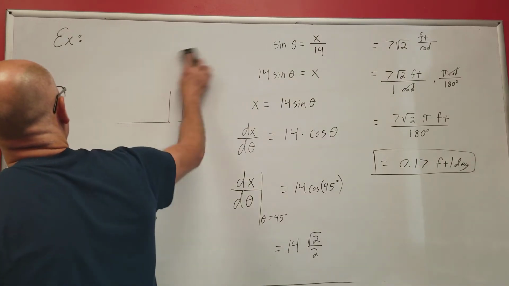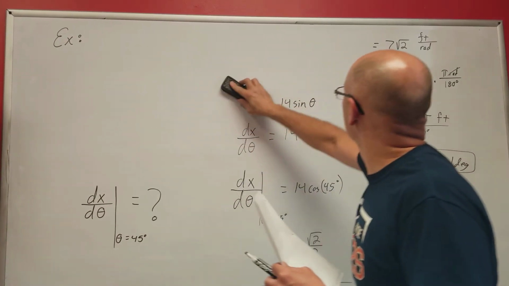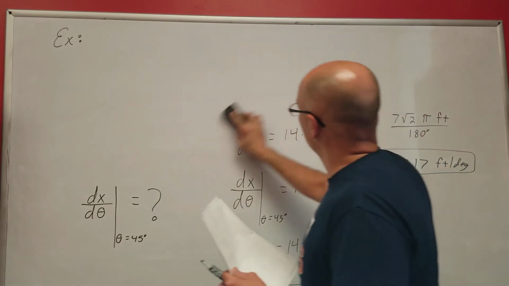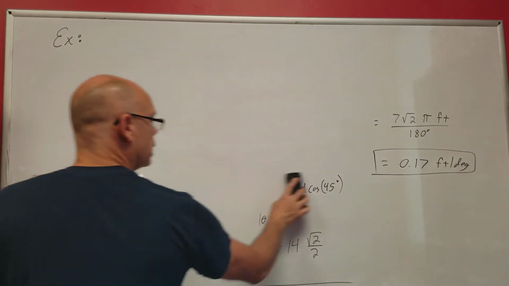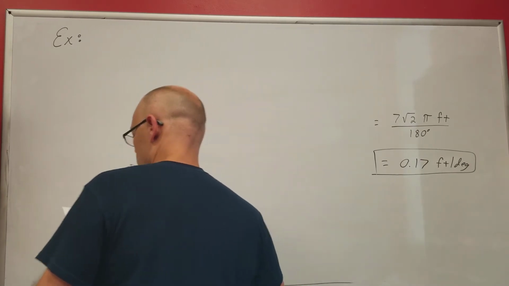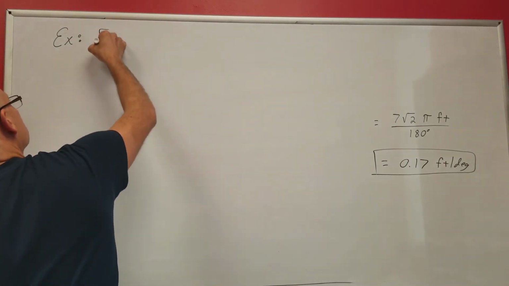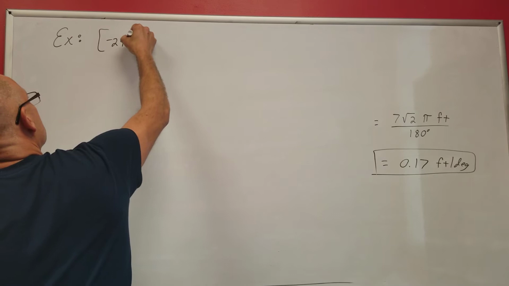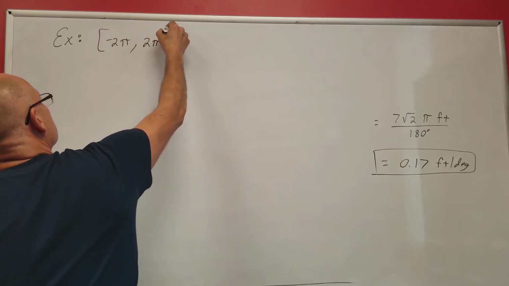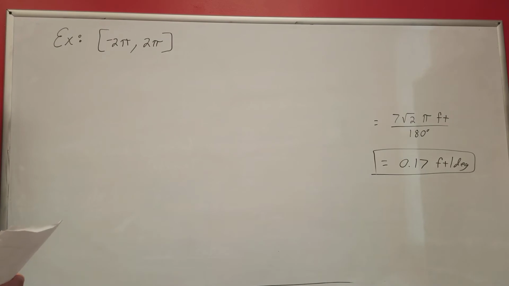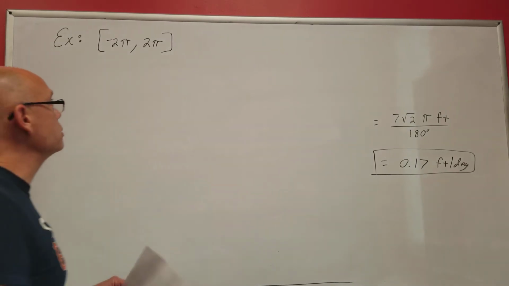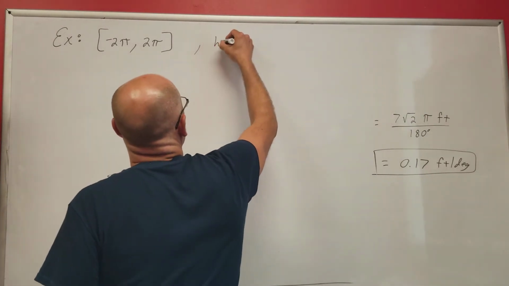Let's look at our next example on our notes. It reads, find all values in the interval from negative 2 pi to 2 pi. Oh, wonderful. A trig function. Yeah, that's this whole section. Find all values in the interval from negative 2 pi to 2 pi at which the graph of f has a horizontal tangent line.